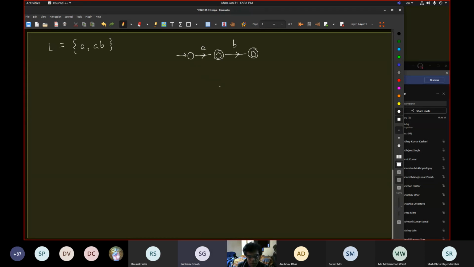Otherwise, there's a looping state which is not accepting. If you initially read B, you come here. If you read A, you come here. And if you read anything, a string of length 3, you also come here. What is the number of states for this DFA?